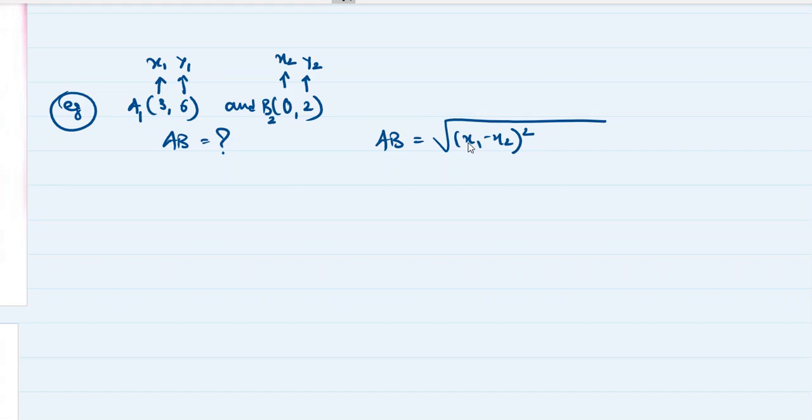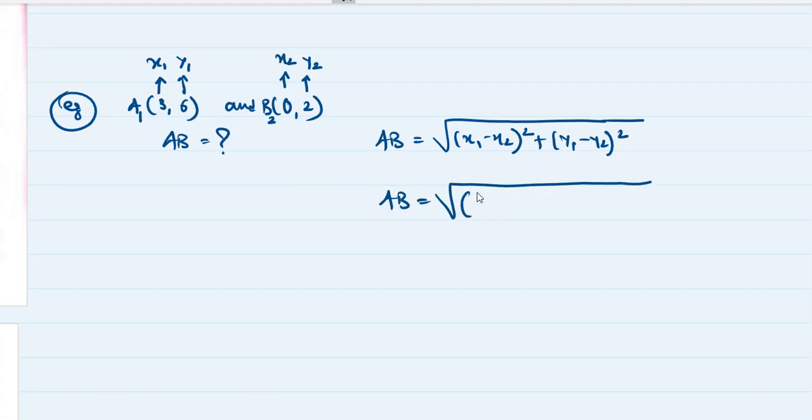Remember, I'm not writing x2 minus x1 because it does not make any difference. The value still remains the same, plus y1 minus y2 the whole square. That is the distance. Simply you have to apply the formula and put in the values.